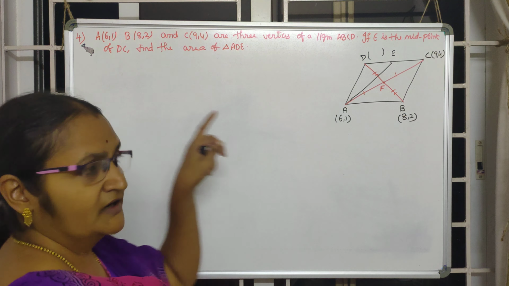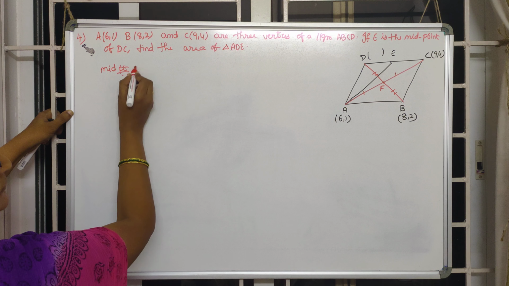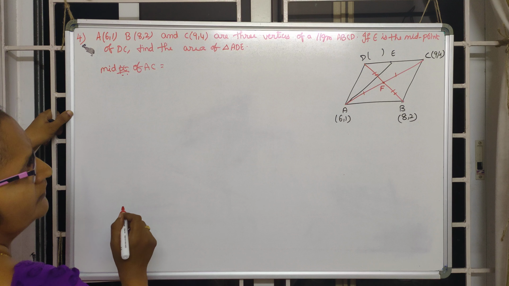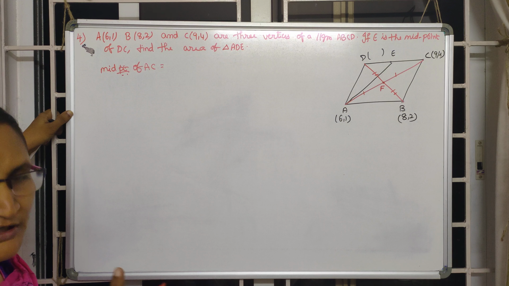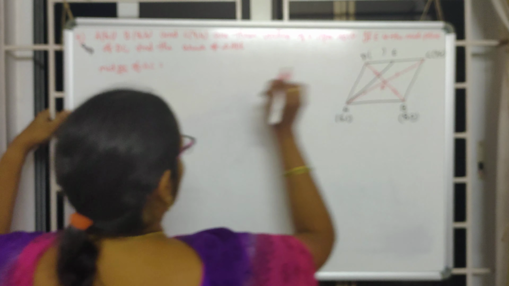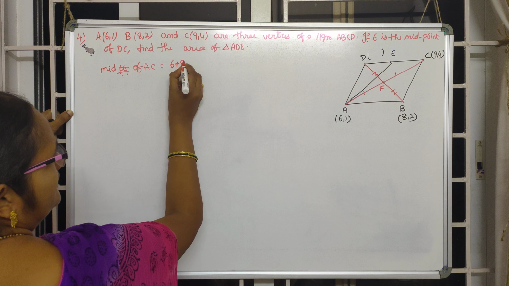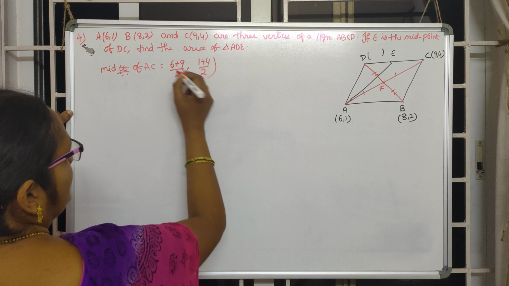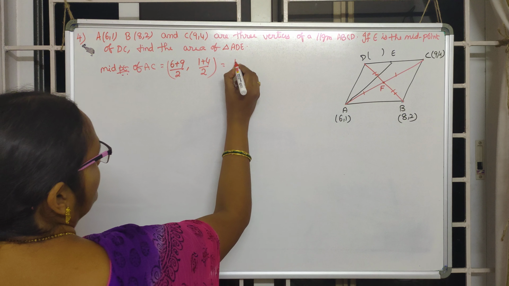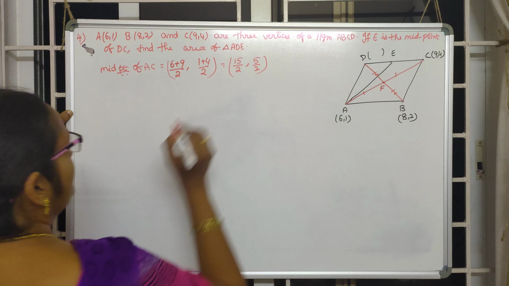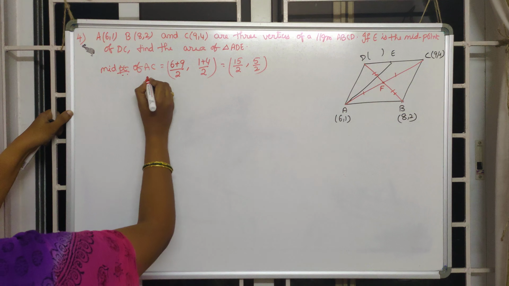So what am I going to do? The midpoint of AC, first I will find it out. Midpoint of AC: (x1 plus x2)/2, comma (y1 plus y2)/2. That is (6 plus 9)/2, comma (1 plus 4)/2. This is 15/2, comma 5/2. This is the midpoint of AC, that is F.